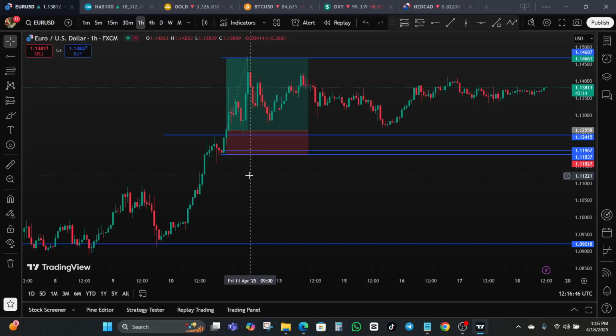Another mistake, ignoring the open. Do not ignore your open price. The open is key to understanding market sentiment. A breakout above the high while price is still below the open is often a trap.